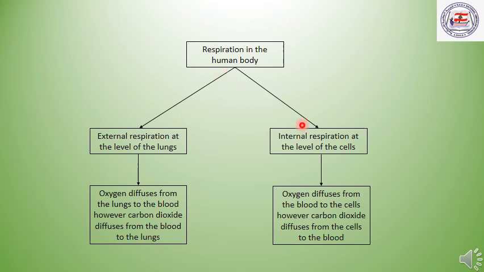The other type of respiration is the internal respiration that occurs at the level of the cells, where oxygen diffuses from the blood to the cells. However, the carbon dioxide diffuses in the opposite direction from the cells to the blood.